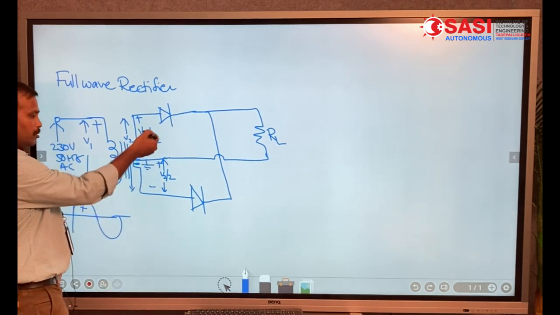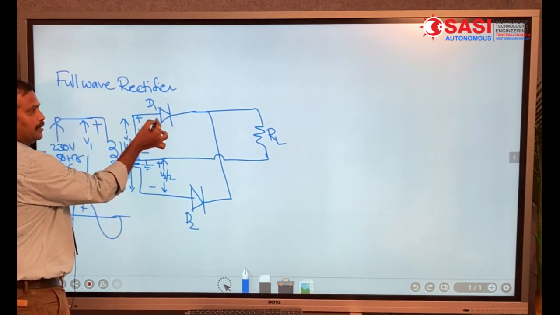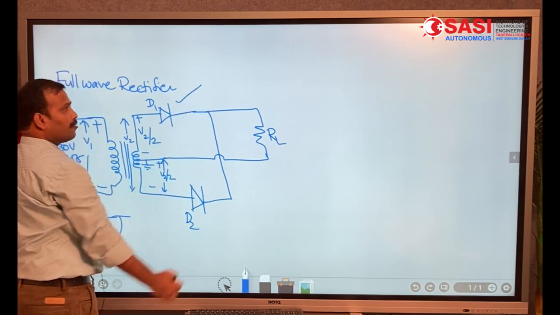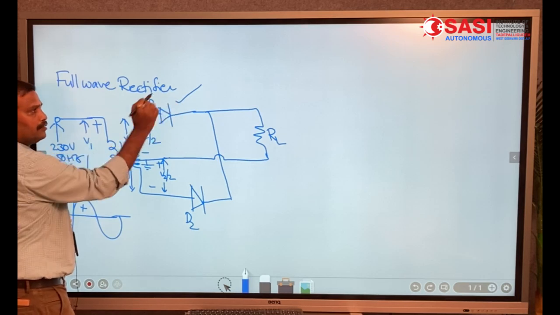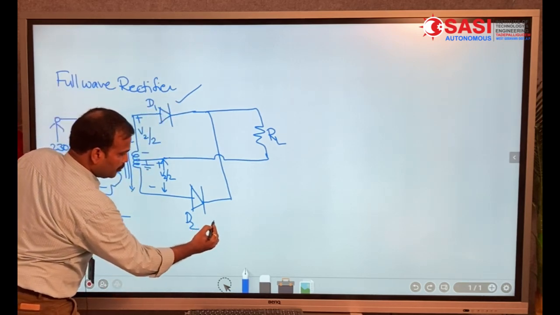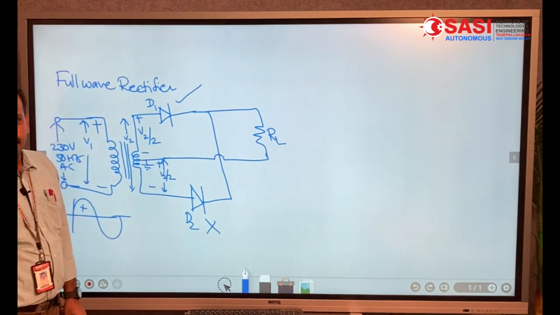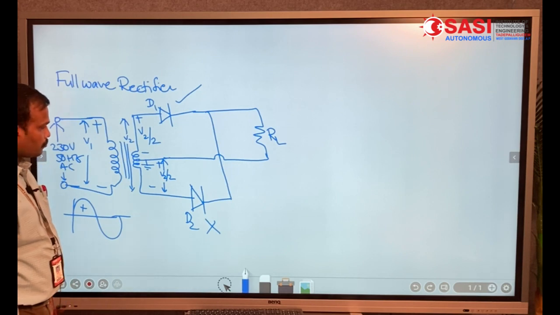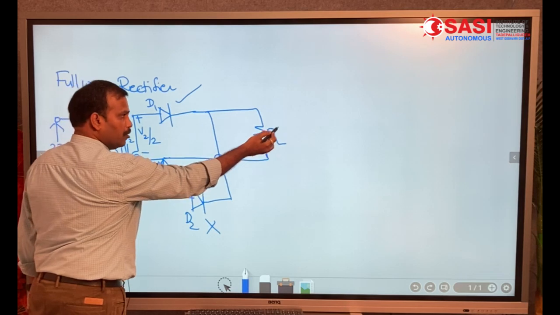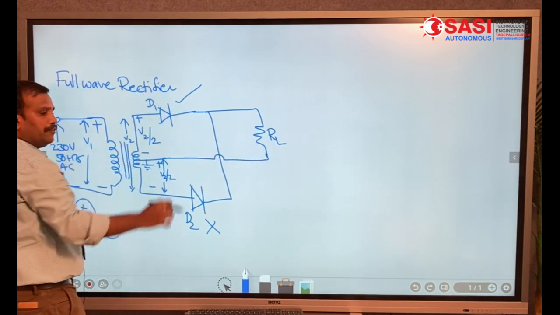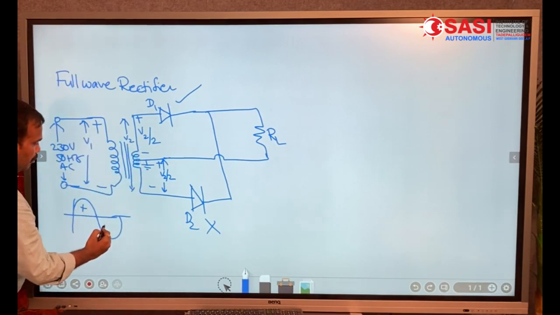Okay. Now, due to these polarities, what happened? Diode D1 and D2. Plus is connected to P region, so the diode is forward biased, and negative is connected to N region also. Hence, diode D1 is forward biased, but the diode D2 is reverse biased because negative is connected to the P region of the PN junction. Hence, the output is produced across the load resistor RL due to the diode D1. Is it clear?